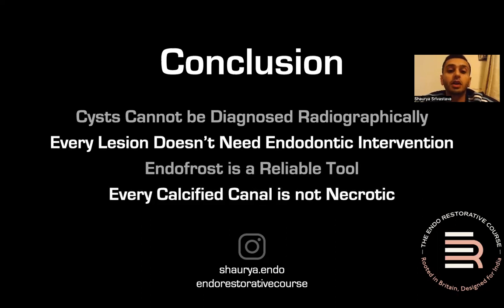And every calcified canal is not necrotic. So you don't have to treat every tooth that you see necrotic. You must monitor them because only 25% of them develop into an endo problem.